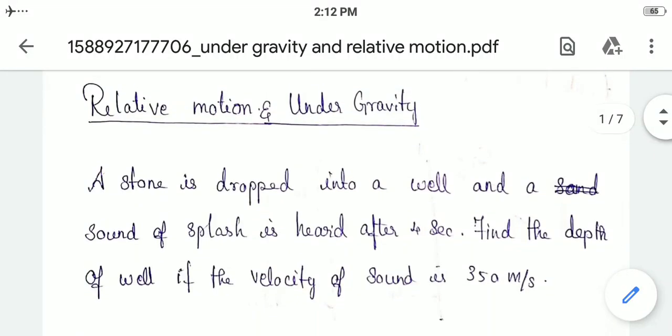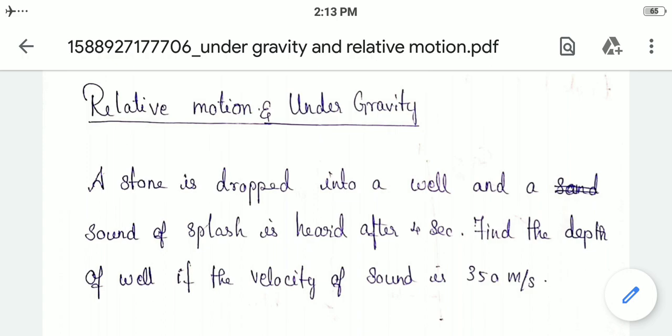Today we'll solve sums related to relative motion and motion under gravity. Already we had discussed the formulas related to how to do the sums, the relative motion formulas, and how we can solve it if an object is moving under only gravity. So I'll give you some example problems for that. You can understand the concept very easily.